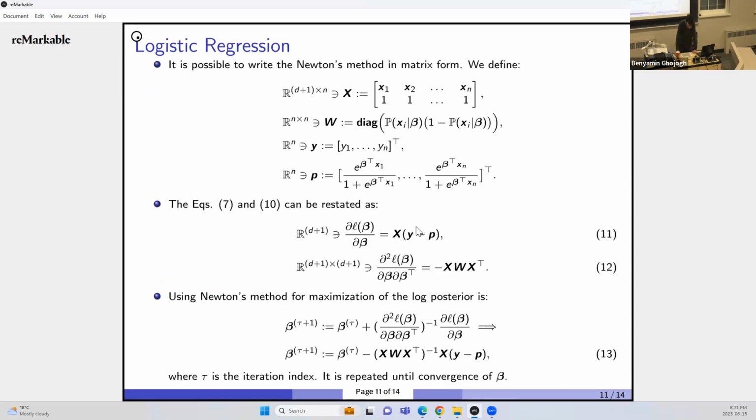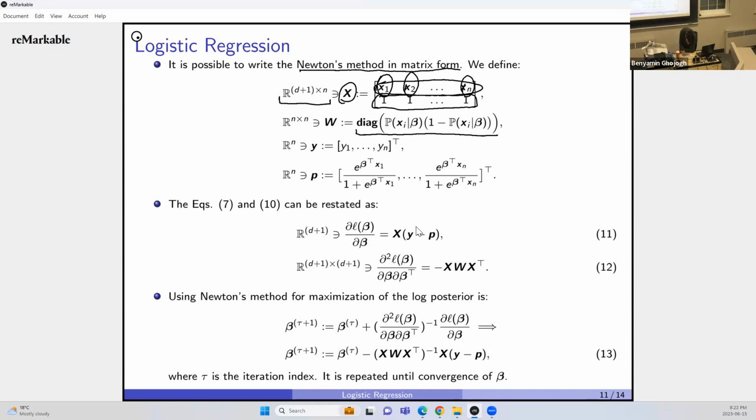Now it is possible to write Newton's method in matrix form. So what do we do? Rather than doing it element-wise, let's do it in matrix form. So I put x1 to xn, I have n data points, each of which is d-dimensional. I put them here. Each of them is a column vector, right? I also put 1 at the end for the sake of bias. Okay, so it becomes d plus 1 rows and n columns. I denote it by matrix X.